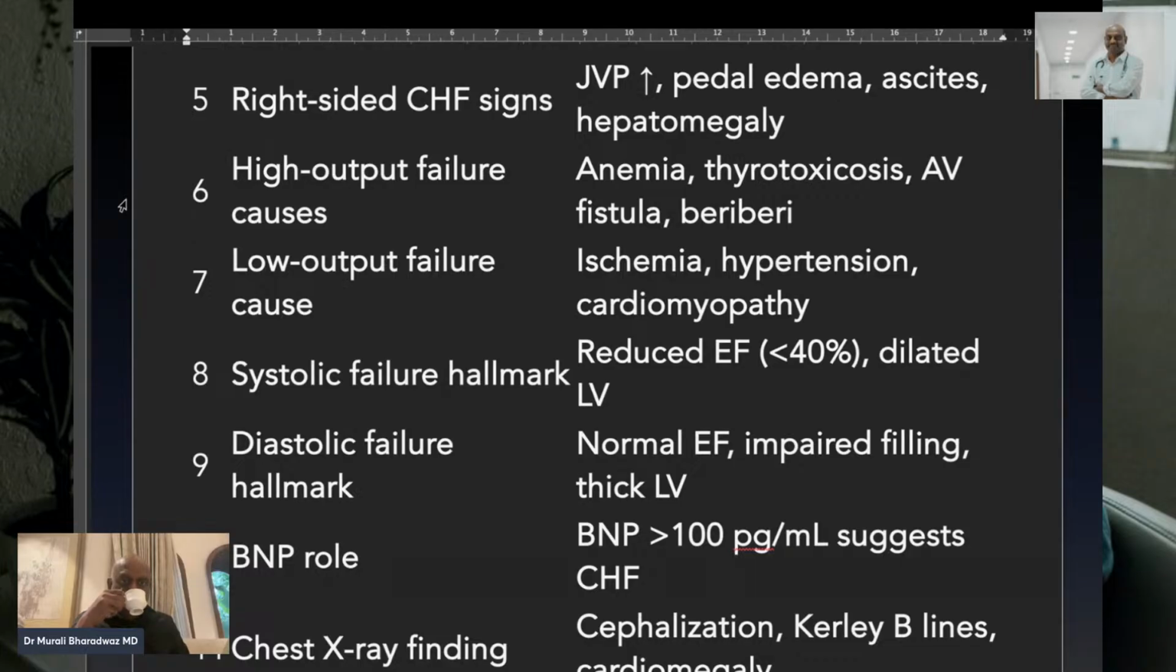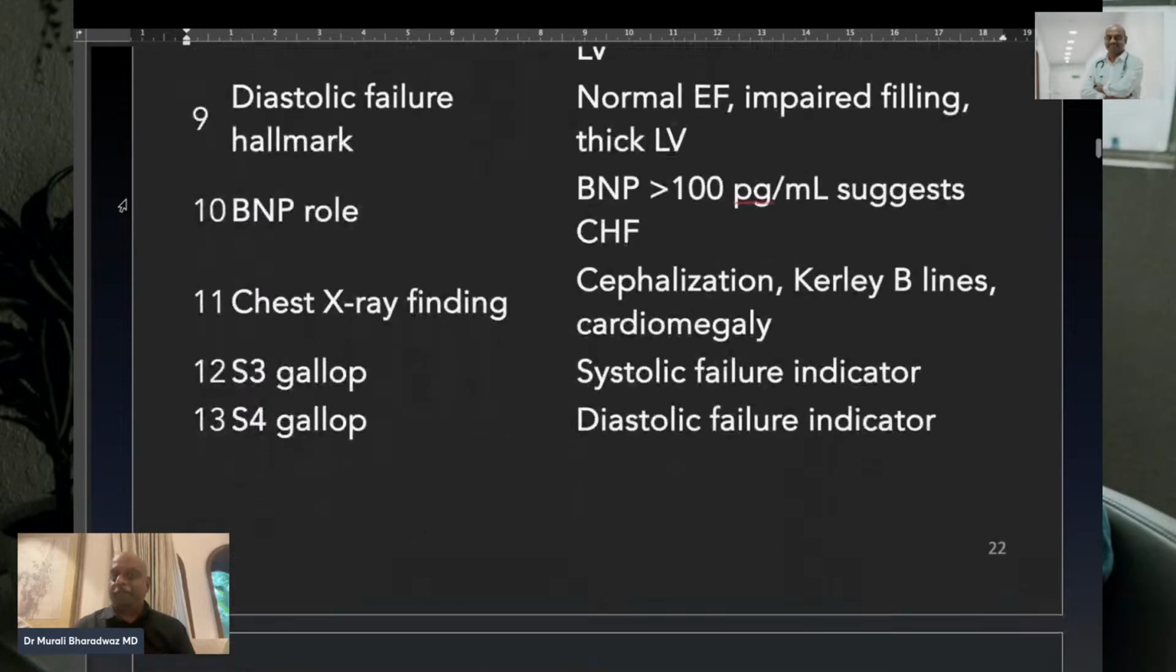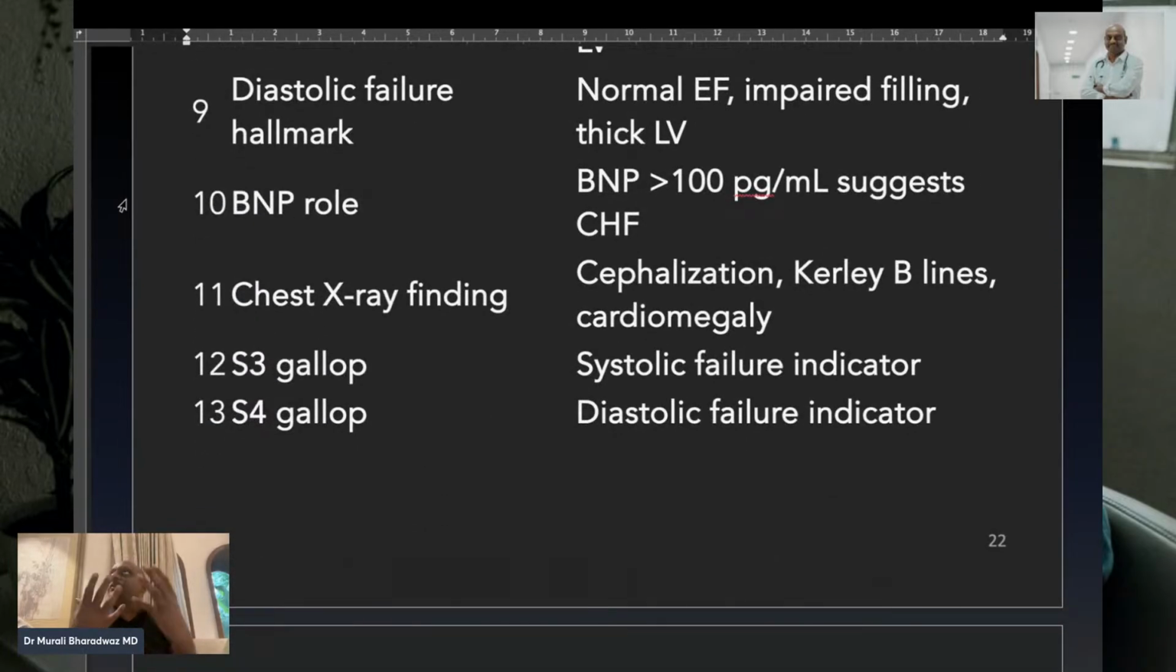Yes, sir. So how do you make a diagnosis if the ejection fraction is preserved? By doing NT-proBNP. Now, if you look at the chest X-ray, what are the features of congestive heart failure?